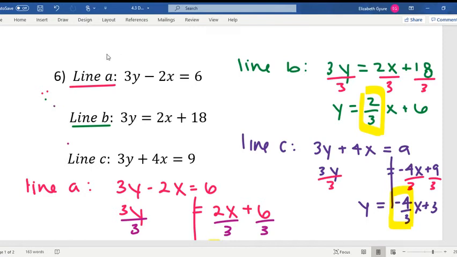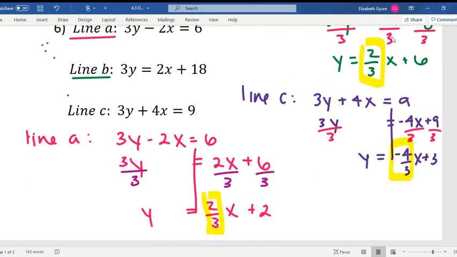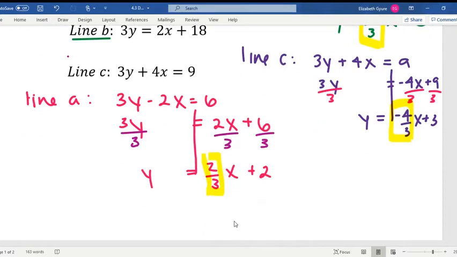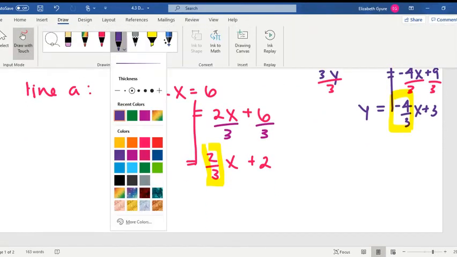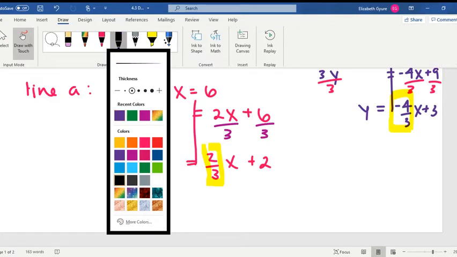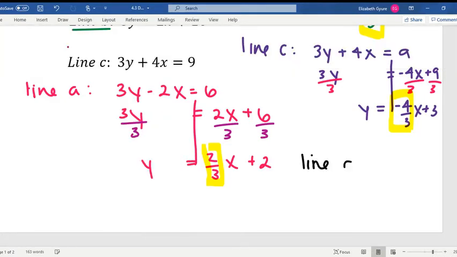Is that one parallel? No. Which two are? A and B. They both have slopes of 2/3. That one's a little tricky. We don't do as many of those, but I like to at least look at one. So we are going to say that line A and line B are parallel.